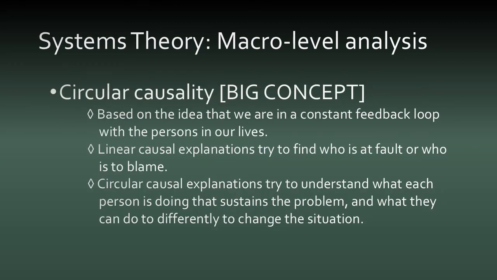Now, a big concept in systems theory is circular causality. It's based on the idea that we are in a constant feedback loop with the persons in our lives. Linear causal explanations will try to find out who started it, who's at fault, or who's to blame. Circular causal explanations, on the other hand, will try to understand what each person is doing that sustains the problem and what they can do differently to change the situation.